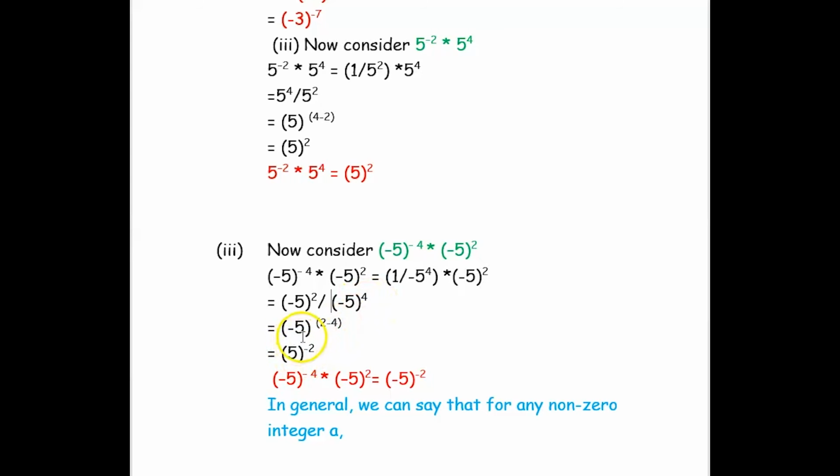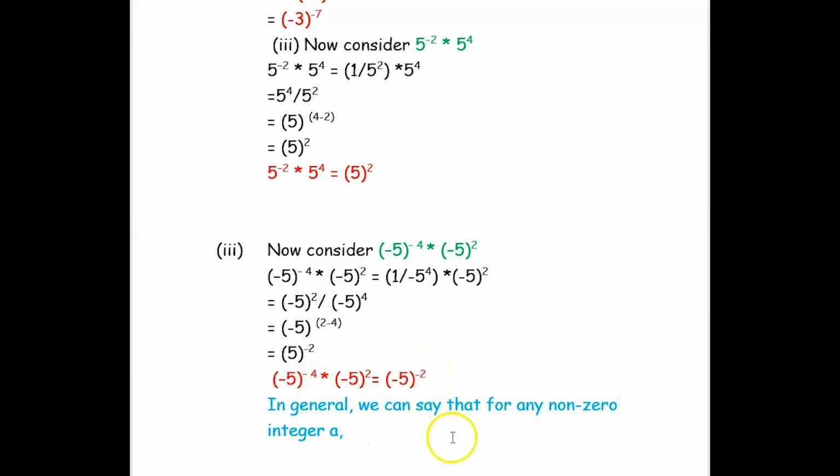So we can write negative 5 raised to the power of 2 minus 4, because it is in the denominator. So 2 minus 4 is negative 2, so negative 5 raised to the power of negative 2. If you see directly, the negative 5 base is the same, so we can add the powers. So negative 4 plus 2 is negative 2.